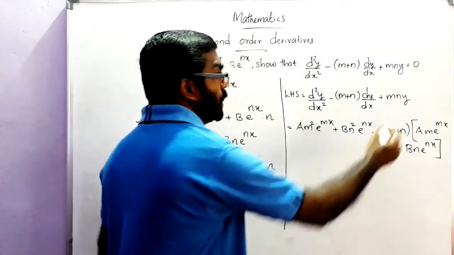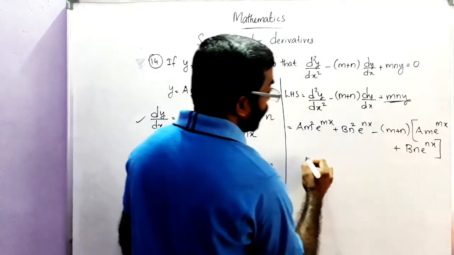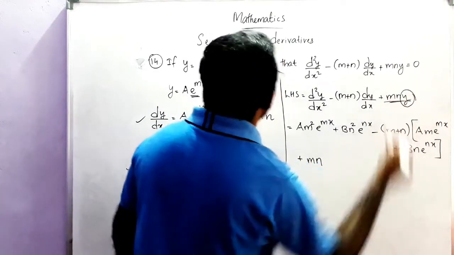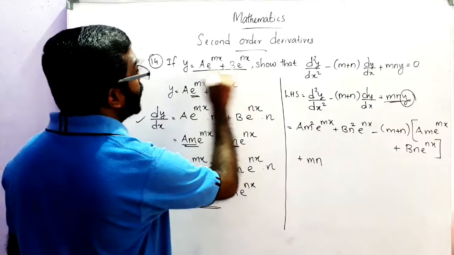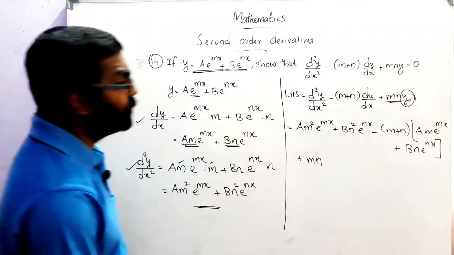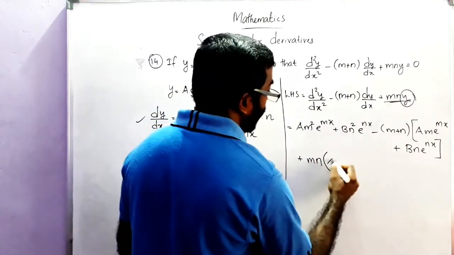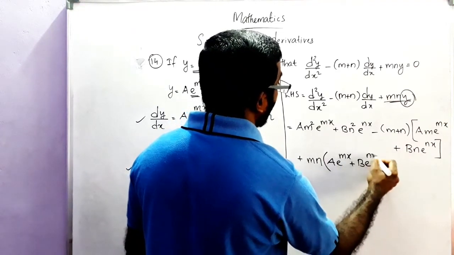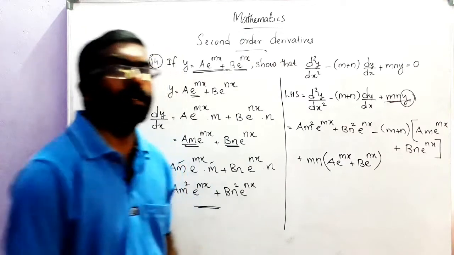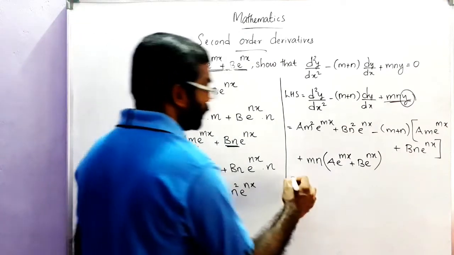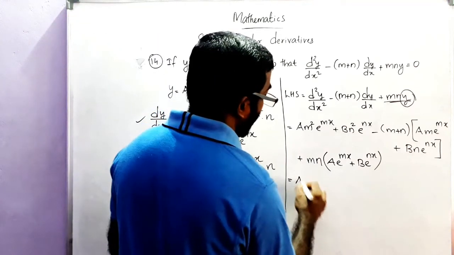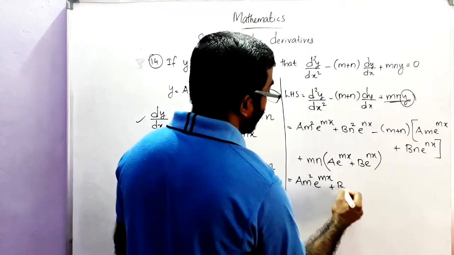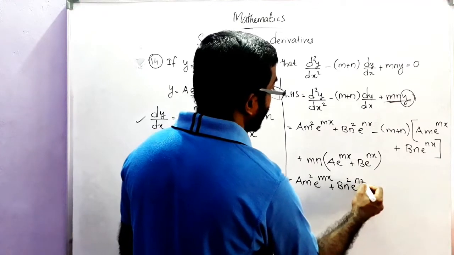Then the last term is mny, so plus mn into, instead of y we can write a e^(mx) + b e^(nx). So mn into (a e^(mx) + b e^(nx)), which is equal to a m² e^(mx), then plus b n² e^(nx).